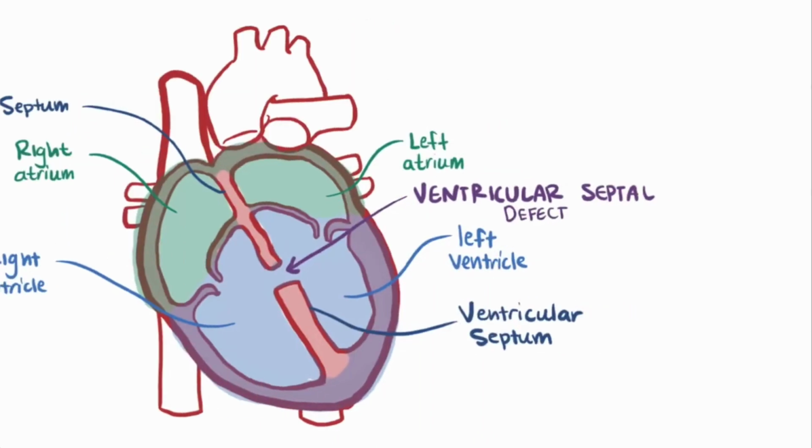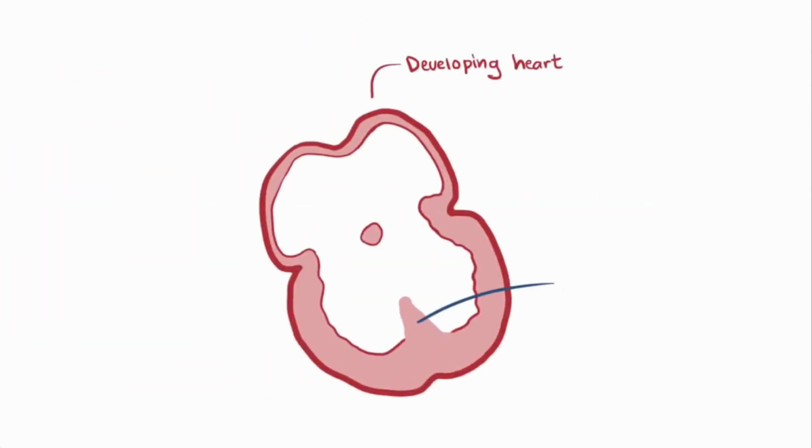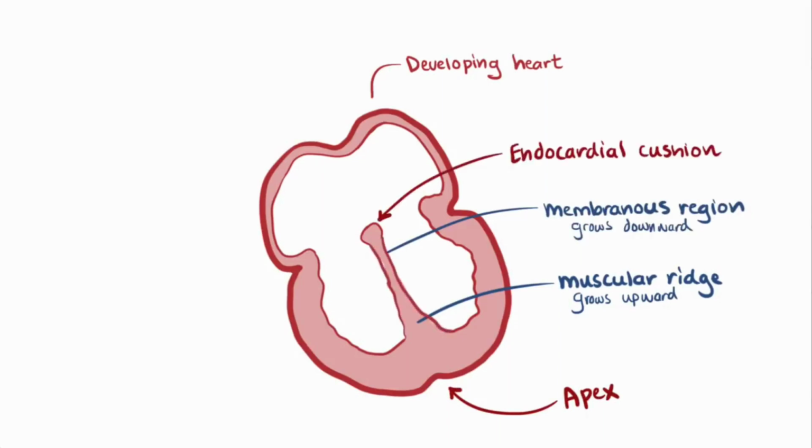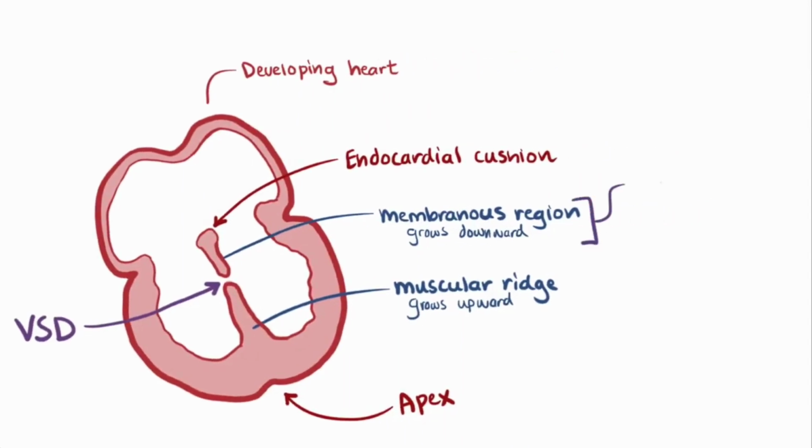The septum's formed during development as this muscular ridge of tissue grows upward from the apex, or the tip, and then fuses with a thinner membranous region coming down from the endocardial cushions. Voila, two separate chambers. If these don't fuse though, then a gap is left between the two chambers. In other words, a ventricular septal defect, or VSD, and the majority of these cases are caused by a defect in the membranous portion of the septum.